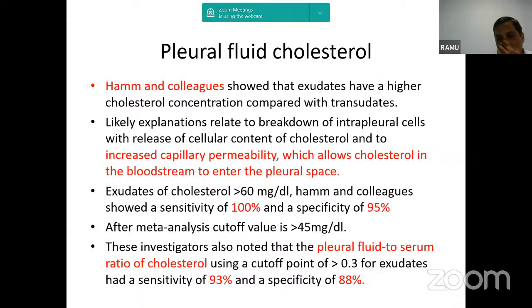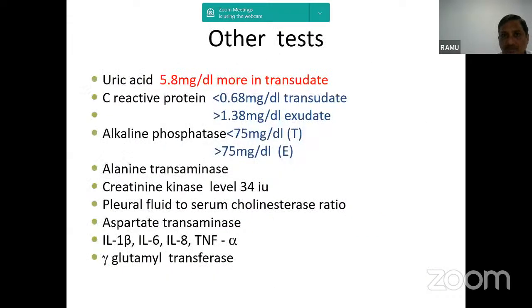There was a meta-analysis which took a cutoff value of more than 45. The investigators also noted that the pleural fluid to serum cholesterol ratio, using a cutoff point of 0.3 for exudate, has a sensitivity of 93% and a specificity of 88%. Other tests used to differentiate exudate from transudate include uric acid, with a cutoff value of 5.8: if it is more than that, it is more likely a transudate, and if less, an exudate.